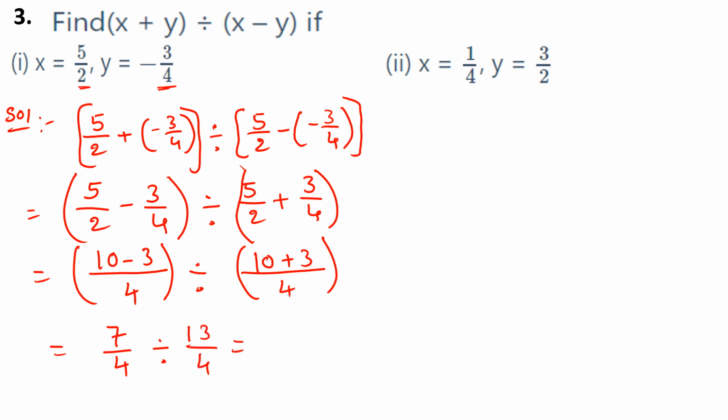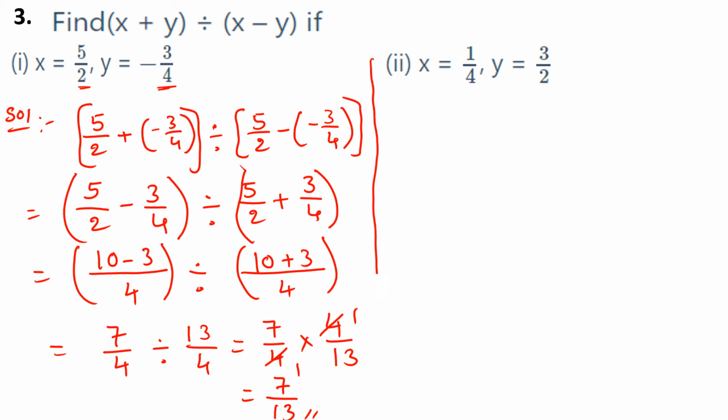So now we should write like this. 7 by 4, and the fraction on the right side we should write as its reciprocal. Already we know that we can convert it into multiplication. So now 4 by 13. 4 1s are 4, 4 1s are 4, we cancel that. That should be 7 by 13 is the answer.